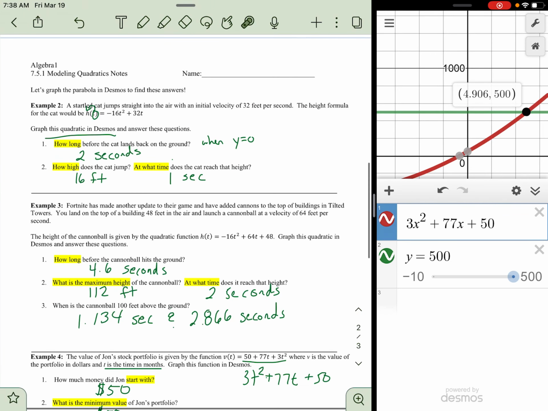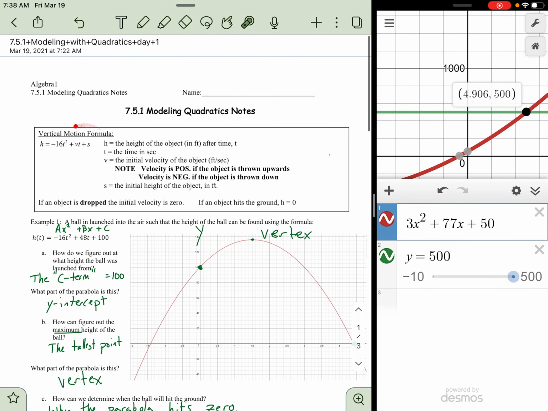You graph them in Desmos. This is all modeling. Okay, so your projectile motion. This is important to understand because we're going to do a rocket project at the end of the year, and this is the exact formula that we're going to use.